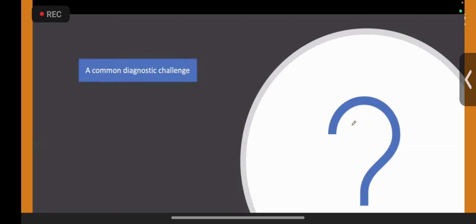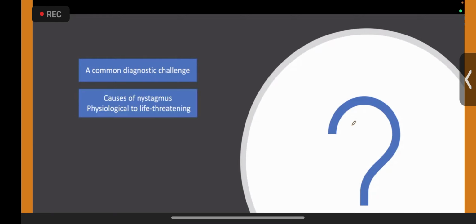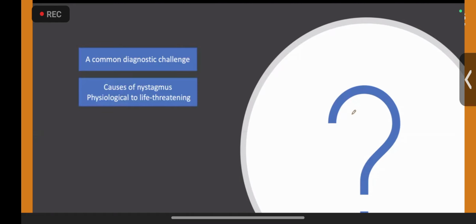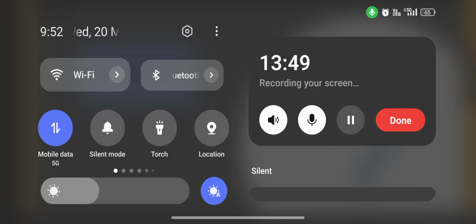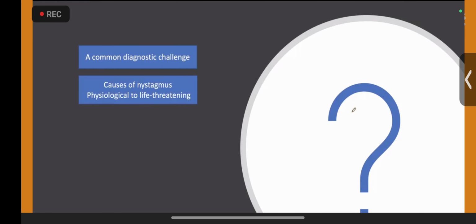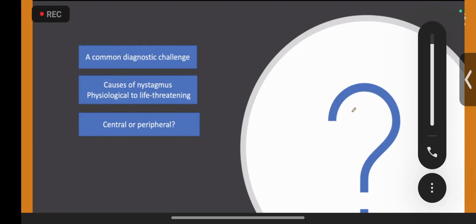So nystagmus is a common diagnostic challenge. Causes of nystagmus can be physiological, as we have seen, like optokinetic nystagmus, or it can be life-threatening. For example, some types of nystagmus, like rebound nystagmus, which is of cerebellar pathology, downbeat nystagmus. And the most important thing is the differentiation between central and peripheral variety of nystagmus.